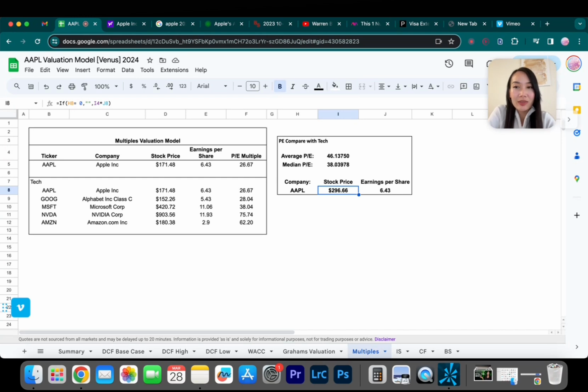And I think given Apple's current situation and also its current market cap, it will be very, very hard for Apple to grow at a much faster rate. So I think this is overly optimistic.